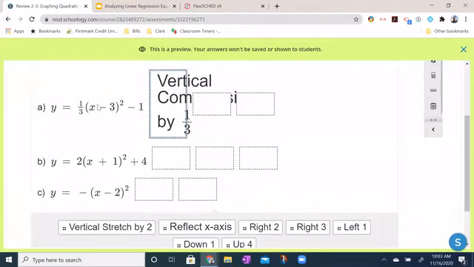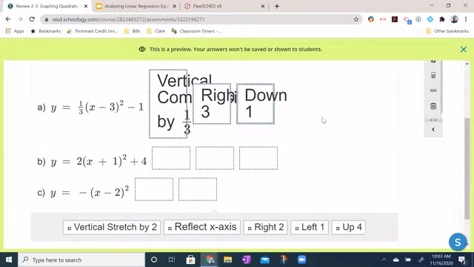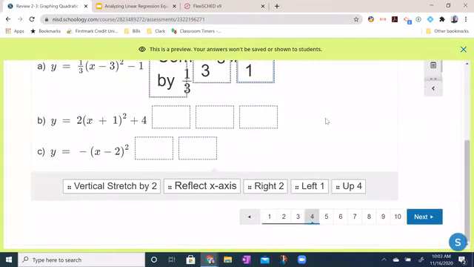Now we have this -3 inside the parentheses. If you remember, if it's inside the parentheses, you change the sign to +3. If it's +3, it's going right 3, and we're going to choose right 3 there. Then outside the parentheses, this -1 is down 1 because it's negative. So just a little bit of transformation review. Now look at this one. 2 in front, it's bigger than 1. That is a stretch.